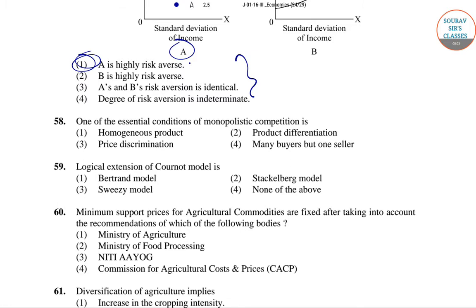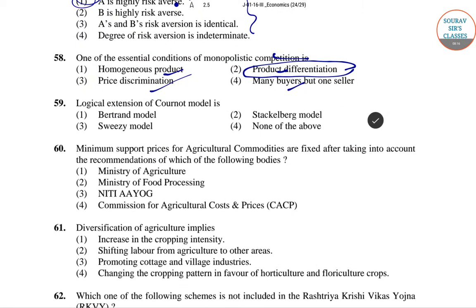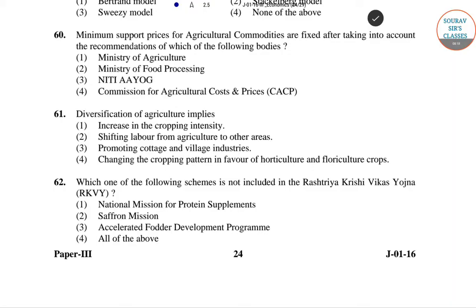In this question it is given: one of the essential conditions of monopolistic competition is. Four options are given: homogeneous product, product differentiation, product discrimination, and many buyers but one seller. So we know the right answer would be product differentiation. Now we'll go to the next question, that is question number 60.